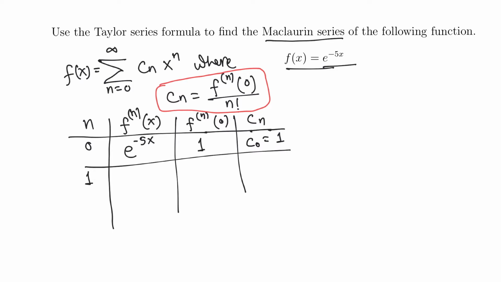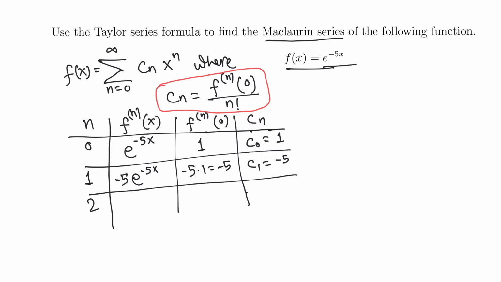n equals 1, the first derivative. The derivative of this function is e to the negative 5x times negative 5, so I put the negative 5 right in the front. That's the first derivative. Evaluate at 0. So negative 5 times e raised to 0, which is 1, so negative 5. So C1 is negative 5 divided by 1 factorial.